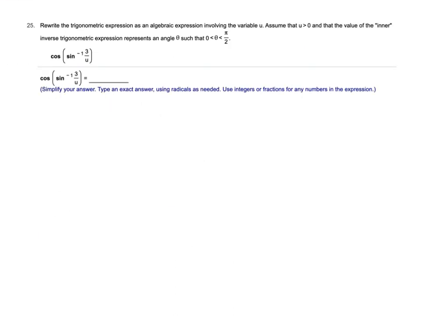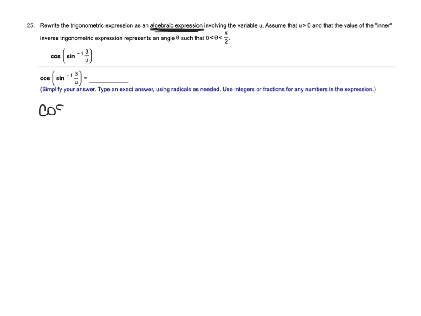Okay, so now we get to ones where it says rewrite the trig expressions as an algebraic expression involving the variable u. Expect to see one of these on the test, and you know that you're at this kind of problem because of the directions. They're asking you to write it as an algebraic expression. So we're going to rewrite this and try to put it on a right triangle.